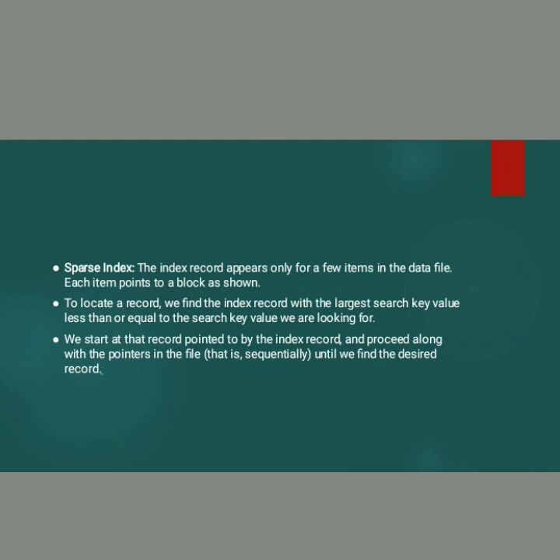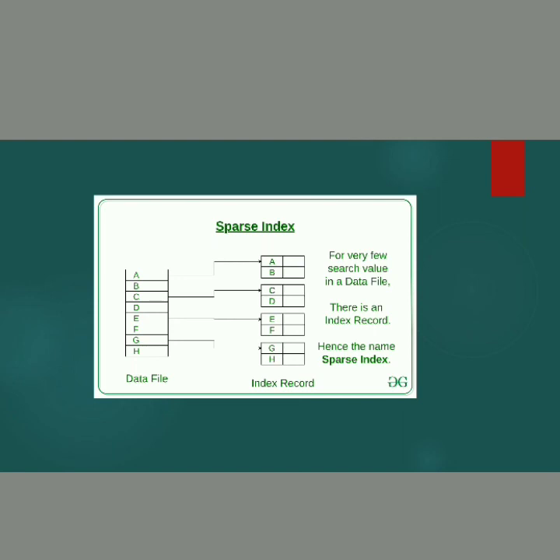In a sparse index, the index record appears for only a few items in the data file. Each item points to a block as shown. So in a sparse index, for every few search values in a data file, there is an index record, hence the name sparse index. In this example, we can see when we access the file of A, we use the search key of A, and when we access the file of A, then the B file is also accessed. So A and B have one search key.